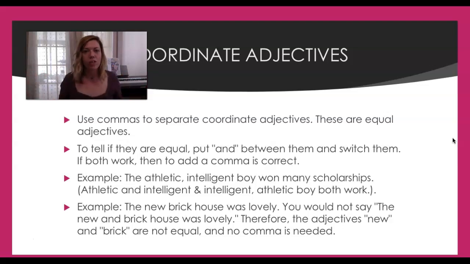It's about the context. So to tell if two adjectives are put together, the example here is athletic and intelligent, okay? To tell if they are equal, put an "and" between them and also try to switch them. And if both work, then to add the comma is correct. So here's the example. My two adjectives are athletic and intelligent. The athletic, intelligent boy won many scholarships. This comma does belong here, yes, because these adjectives are coordinate adjectives. They are equal. How do I know? I use my strategy. My strategy is to put the "and" there. Athletic and intelligent. So the athletic and intelligent boy won many scholarships. Still sounds correct, doesn't it?